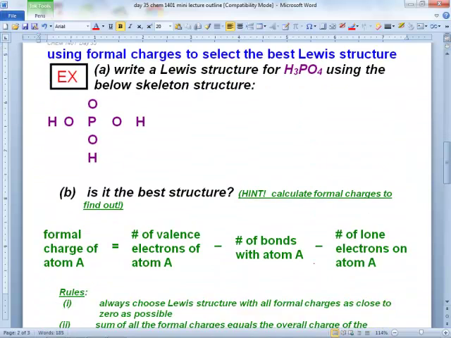Now, if we're going to use this formal charge, let's go ahead and take a look at it. Let's jump right into it. There's the structure for phosphoric acid. So let's just do things how we usually do them and get our Lewis dot structure. So April, what would you do first?